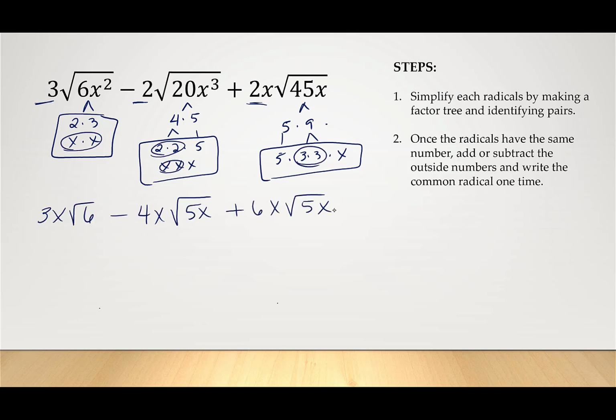Once you've rewritten the radicals, you should have the expression 3x times the square root of 6 minus 4x times the square root of 5 plus 6x times the square root of 5x. I want you to notice something, that these two terms are the same, but it does not match the first term, and that is okay. We can combine these second terms to be a positive 2x square roots of 5x, and then we can just bring down the 3x times the square root of 6, and that's your final answer.